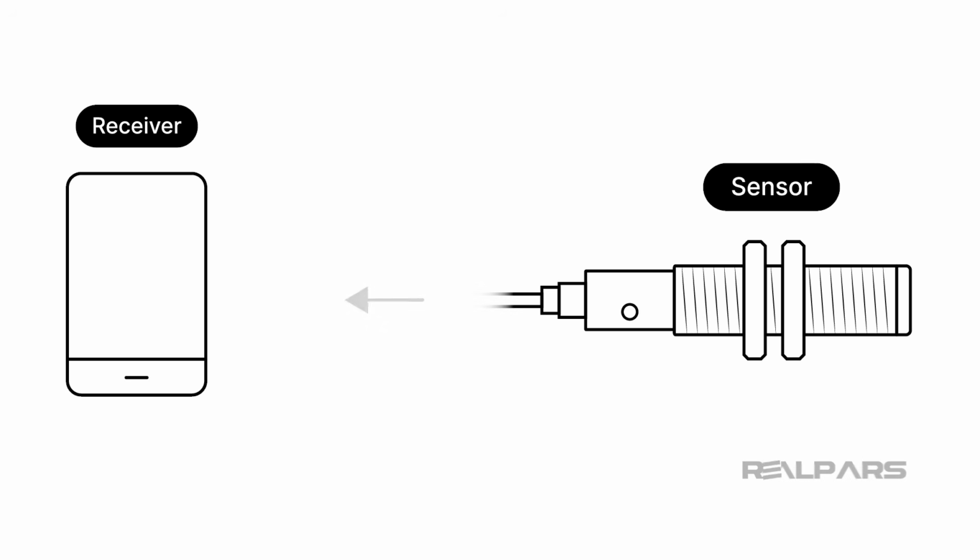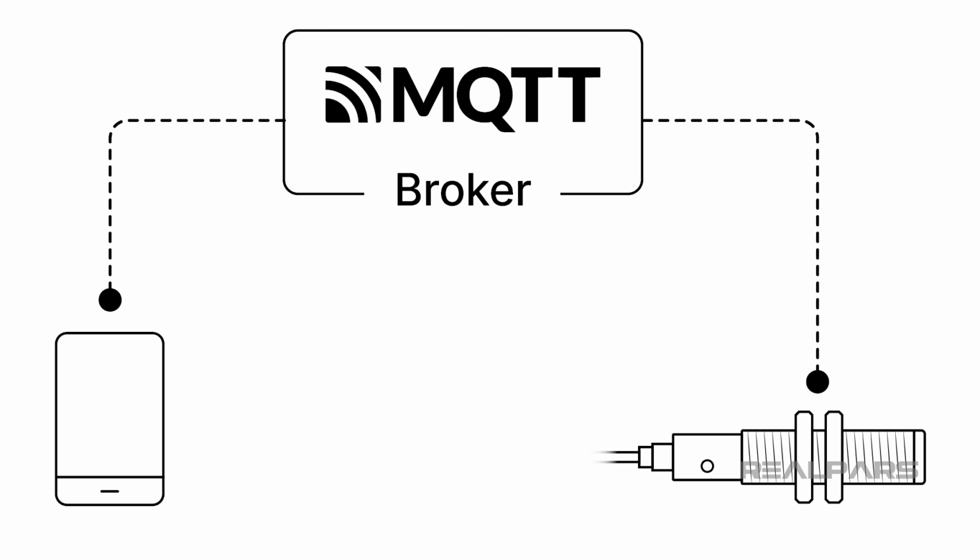How does a sensor send data to a receiver? The answer is often MQTT, a lightweight, low-bandwidth, publish and subscribe messaging protocol. If MQTT terms like publisher, subscriber, or broker have you scratching your head, keep watching this video. We'll explain how messages get from a sender to a receiver.